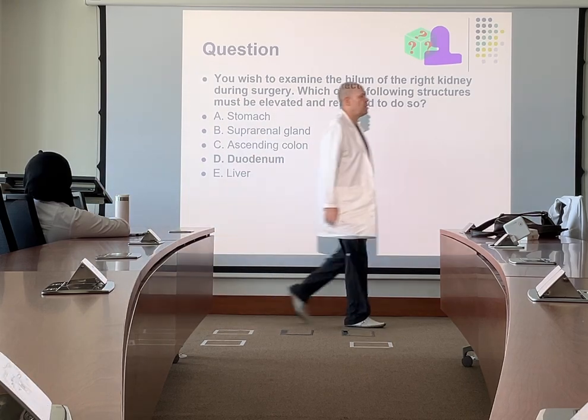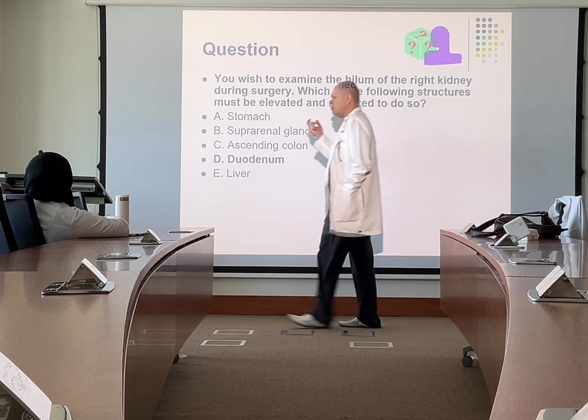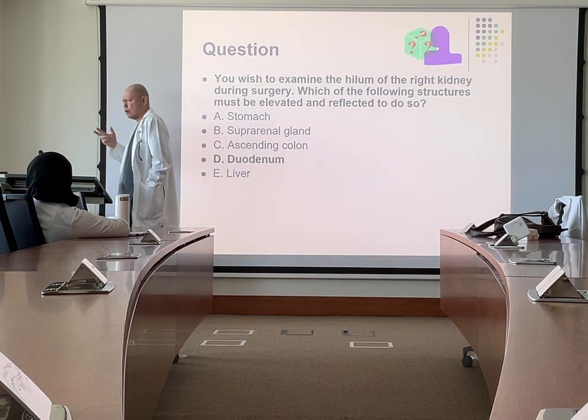The muscles. How many muscles do we have behind? 4. How do we call those muscles? Psoas major, iliacus, psoas major, quadratus lumborum, iliacus. Iliacus has nothing to do with it.